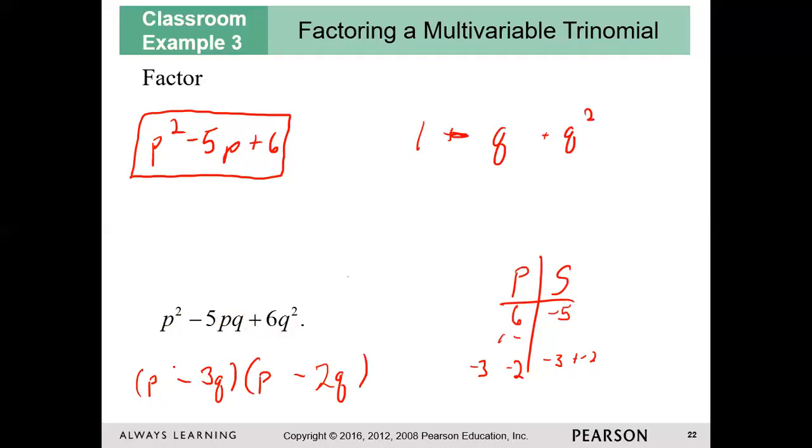Again, I find this to be the easiest way to factor these quadratics with multivariables. I can still use my product sum method. I just ignore the q's and then put them back in where they belong at the end, all right?